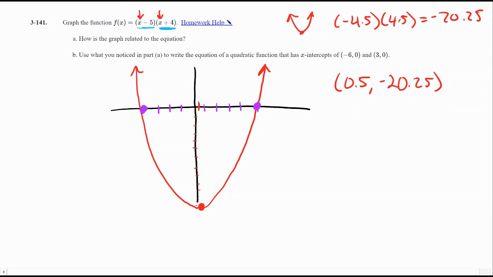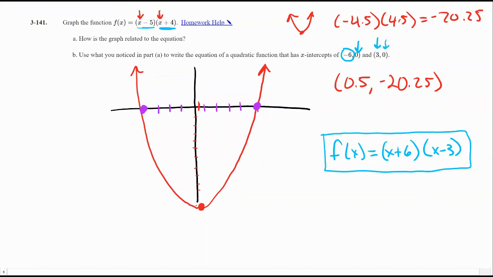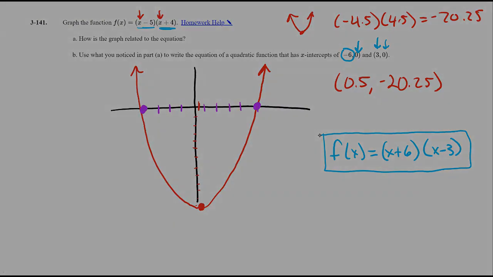Use what you noticed in part A to write an equation of a quadratic function that has x-intercepts at negative 6 and 3. Well, that's nice and easy because I get f of x equals x plus 6, because if I were to plug in negative 6, my y value would be 0. And then I get x minus 3, because if I plug in positive 3, it makes my y value 0. So my equation for that quadratic would be (x plus 6) times (x minus 3).